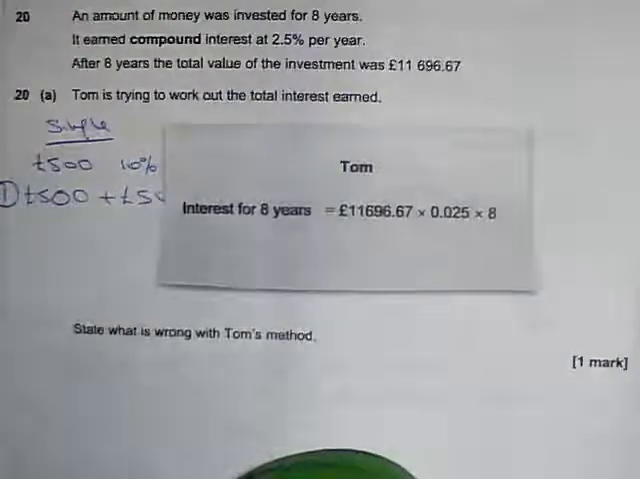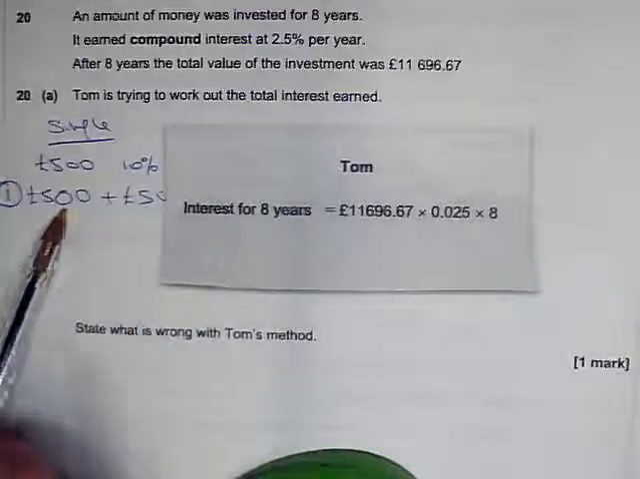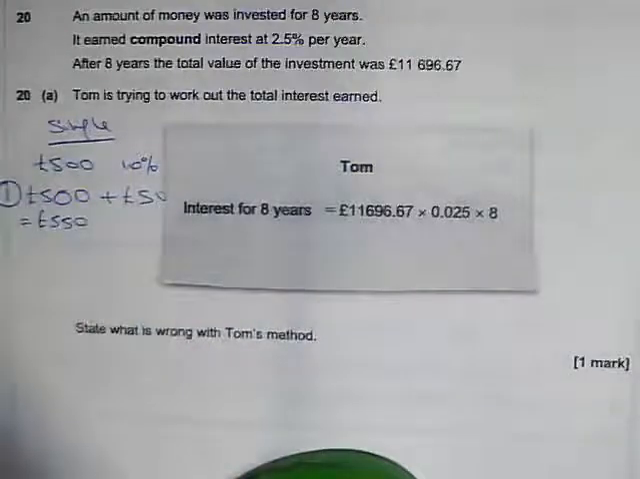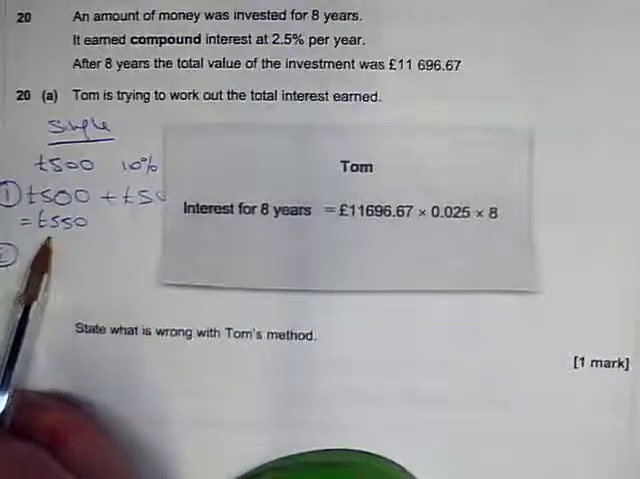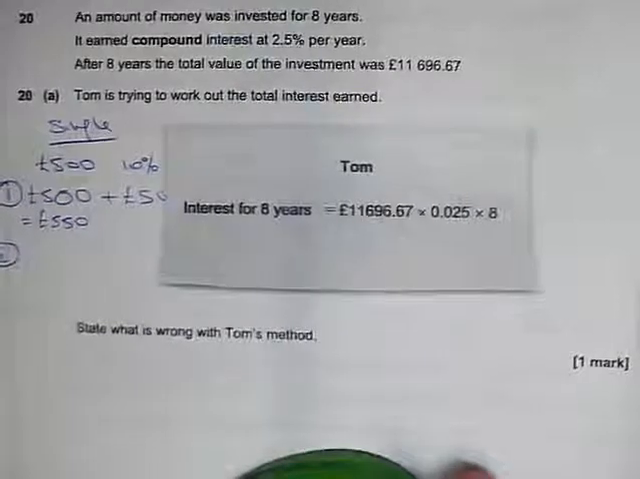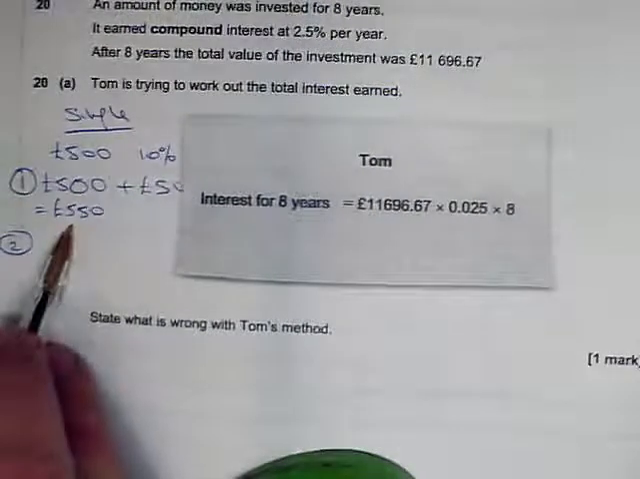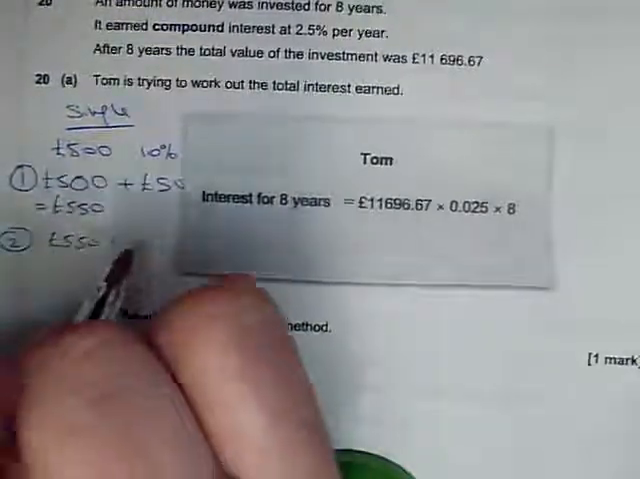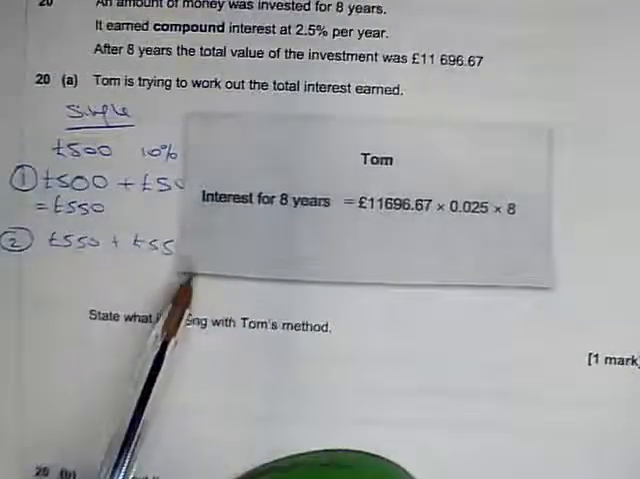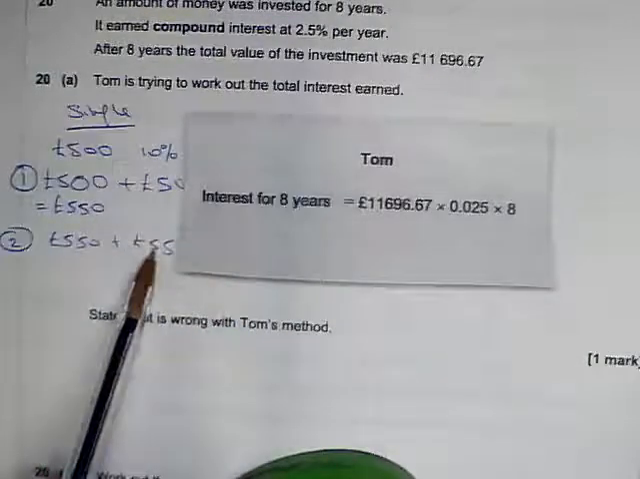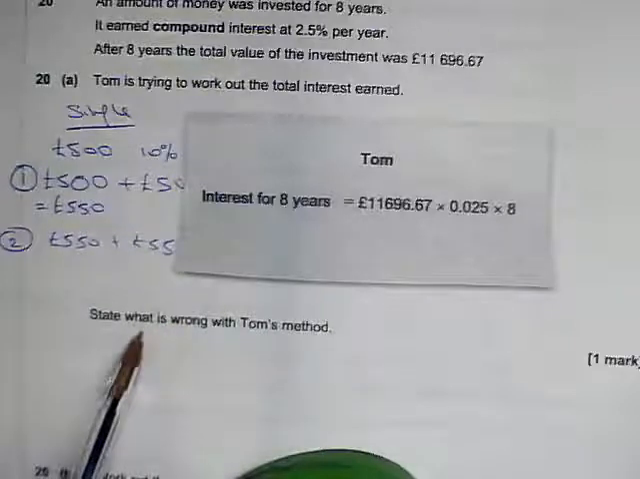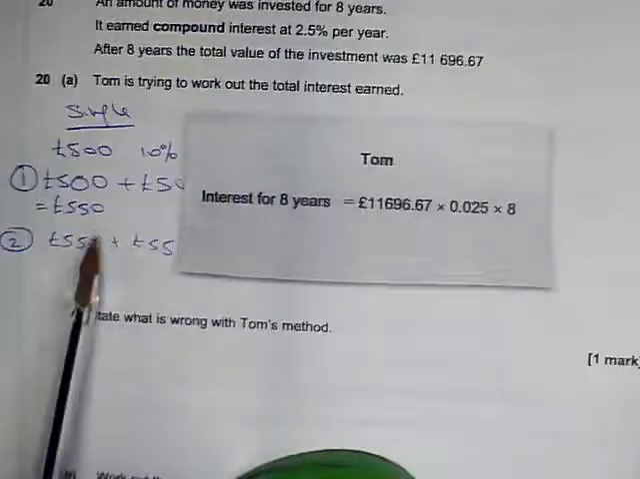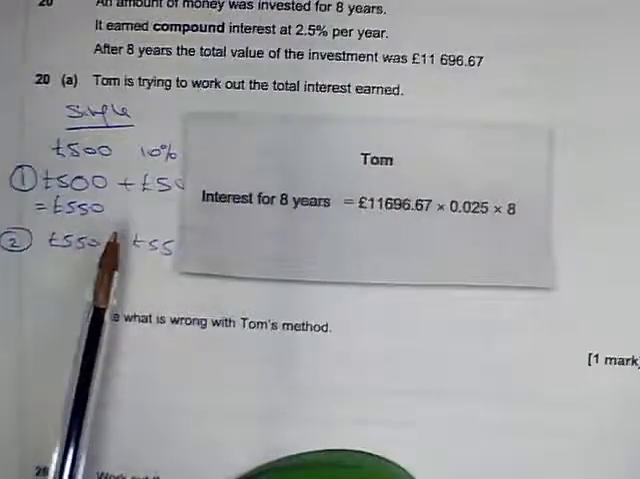But with compound interest, what happens is that this amount and this amount is added together. So by the second year I get paid 10% of the £550 that I have in my account now. So 10% of £550 means that I get paid £55 in interest. So rather than the amount of interest staying the same, with compound interest it gets bigger and bigger because I'm getting paid the interest on the interest that I already earned in the last year.